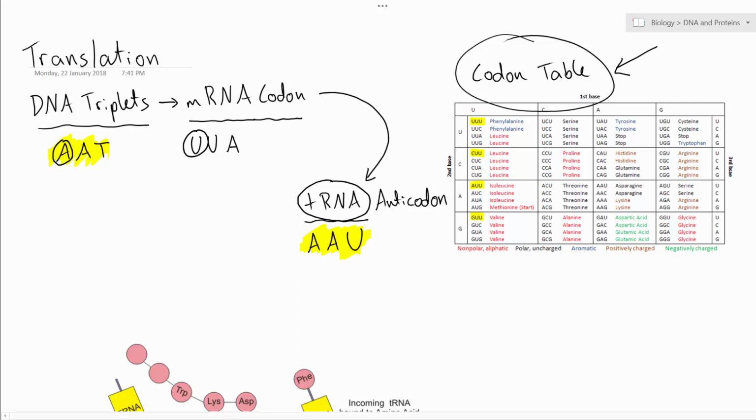This codon table over here is related to mRNA because codons are found on mRNA. What it's saying is that whenever we see this particular sequence here, UUU, on an mRNA codon, this is going to lead to us having a particular amino acid.